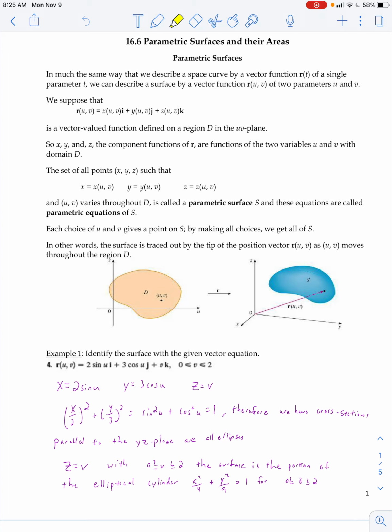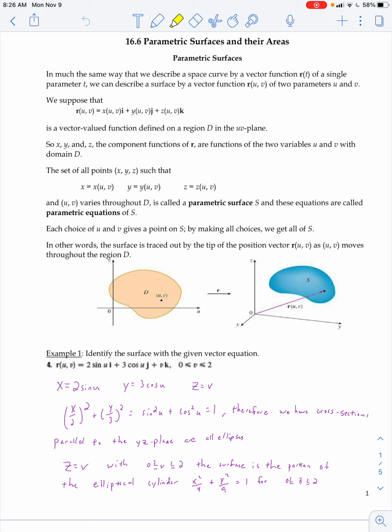Suppose that we have r of u,v equal to x of u,v i plus y of u,v j plus z of u,v k, a vector-valued function defined on a region D in the uv plane. So x, y, and z, the component functions of r, are functions of two variables u and v with domain D. The set of all points x, y, z such that x equals x of u,v, y equals y of u,v, and z equals z of u,v, where u,v varies throughout D, is called a parametric surface S, and these equations are called parametric equations of S.